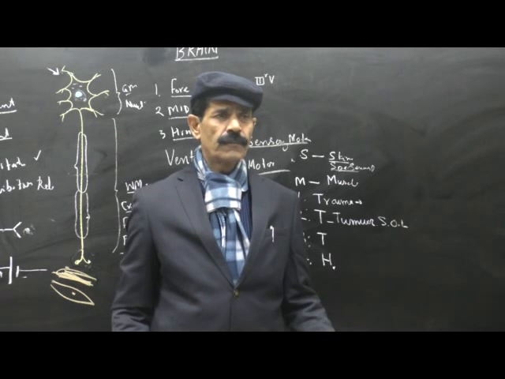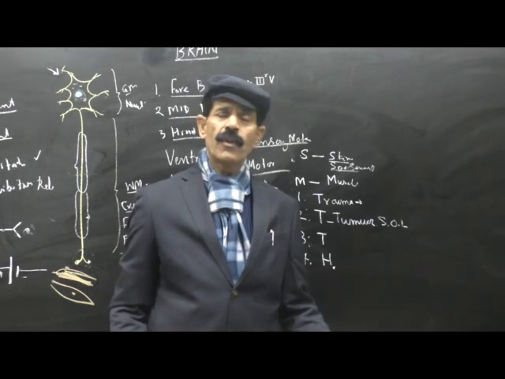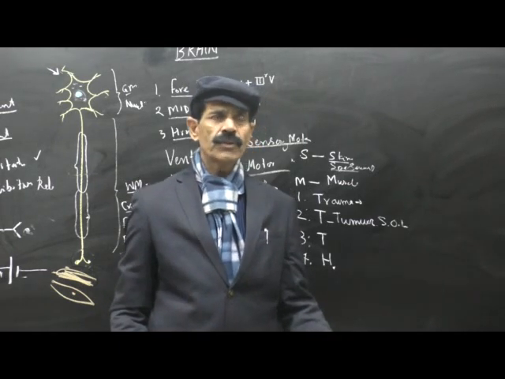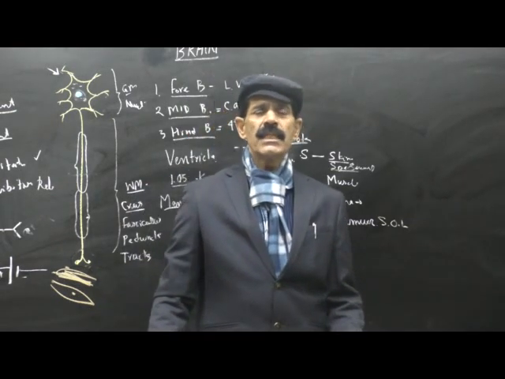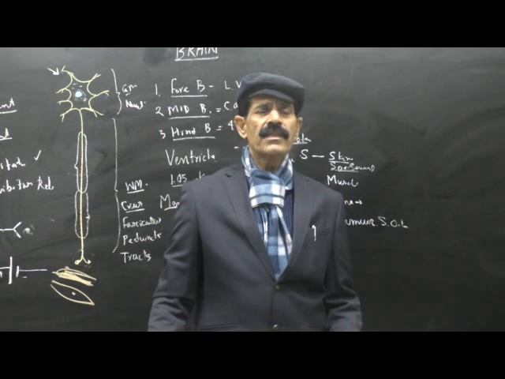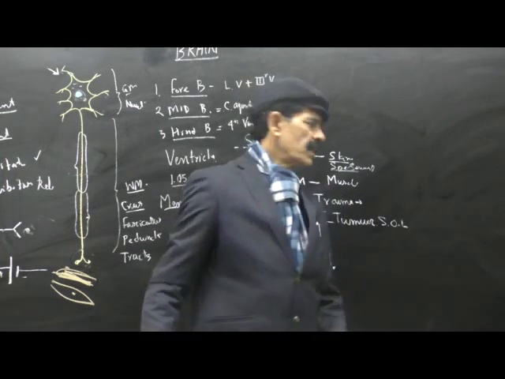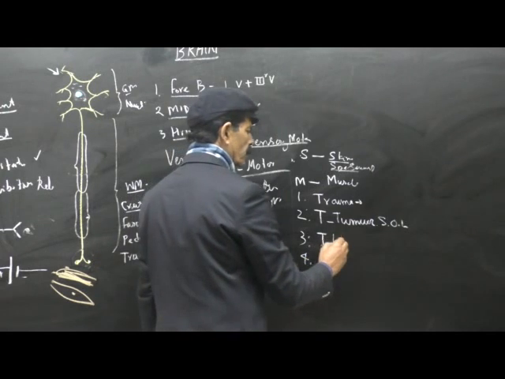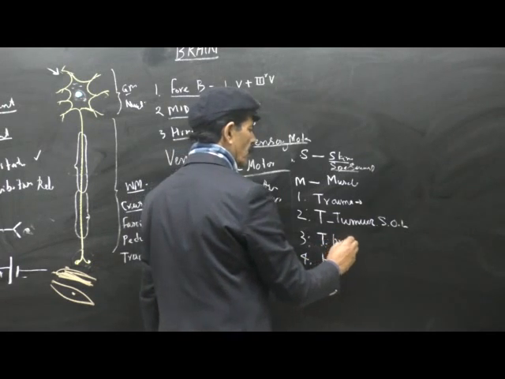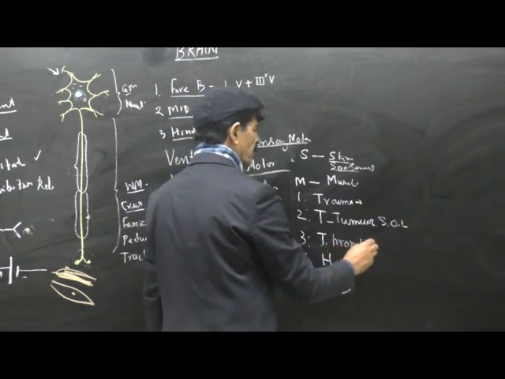The tumor may be large size, may be small size. So that is another modality due to which the function of the brain, or any part of the nervous system, is deranged. Then the third T stands for thromboembolism.